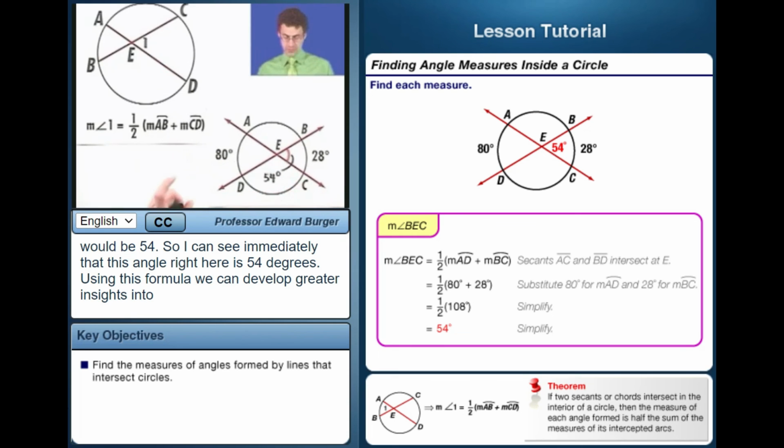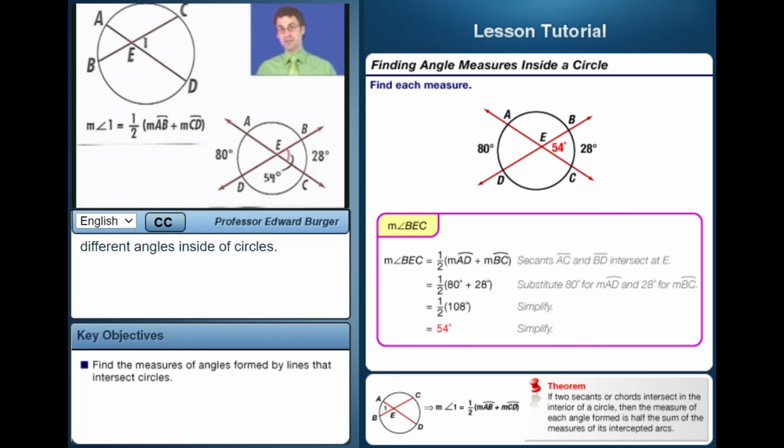So using this formula, we actually can develop even greater insights into different angles inside of circles.